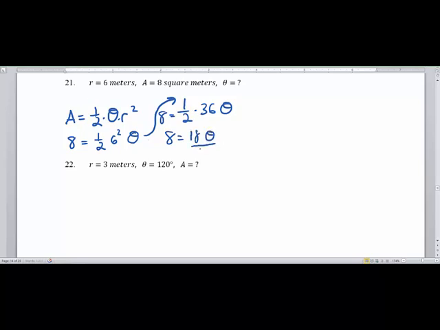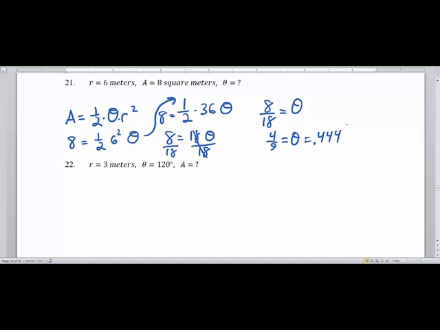And then I'm going to divide both sides by 18. If I divide both sides by 18, I get 8/18 is equal to theta. And I can simplify that even more by simplifying the fraction down to 4/9, which is equal to theta, which then would be equal to 0.444. This is rounded to 3 places.